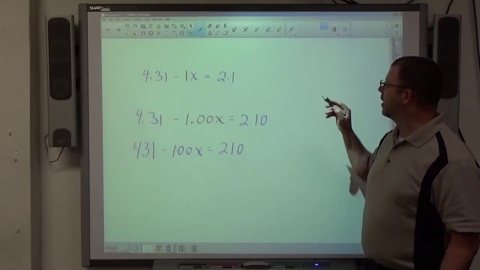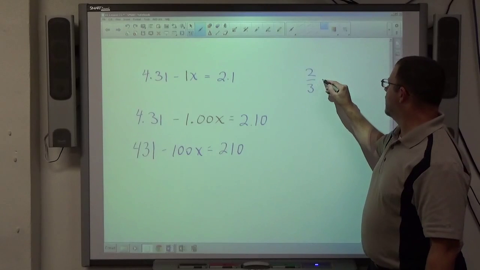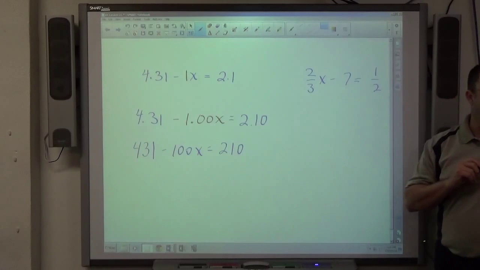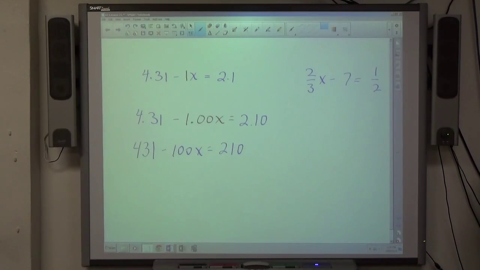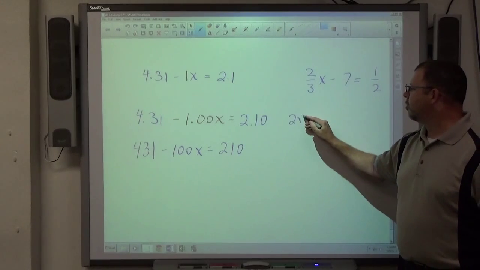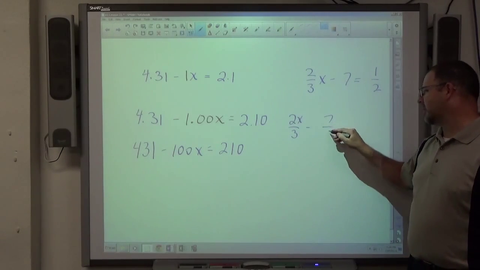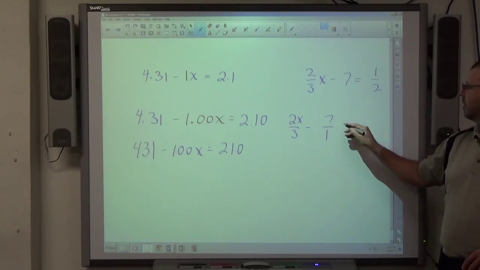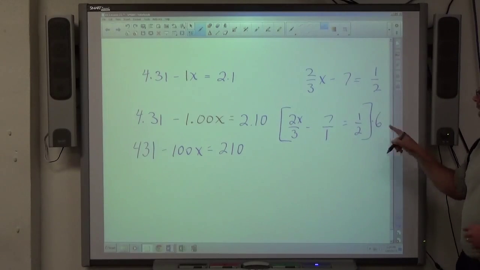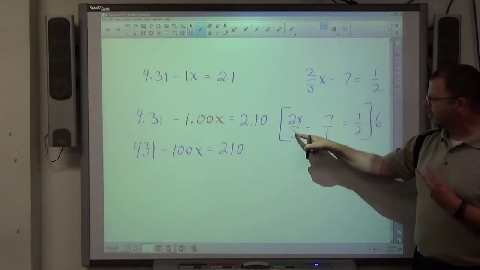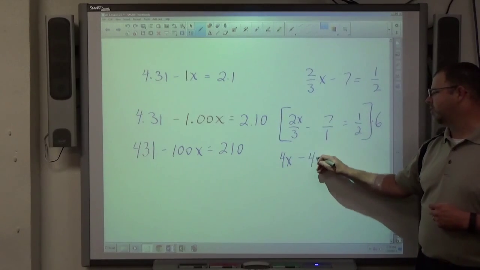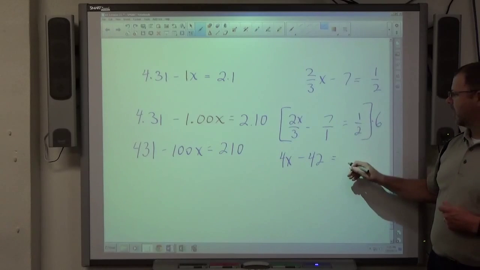For fractions, a similar thing might happen. 2/3 x minus 7 equals 1/2. Let's say it's that problem. 7 is not a fraction, all right? But again, if I write this on my paper, that's the homework problem. 2x over 3 minus 7. I might put that 7 over 1 just so it looks like a fraction equals 1/2. The common denominator here is 6, right? 6 divided by 3 is 2 times 2x is 4x. 6 divided by 1 is 6 times 7 is minus 42. 6 divided by 2 is 3 times 1 is 3.